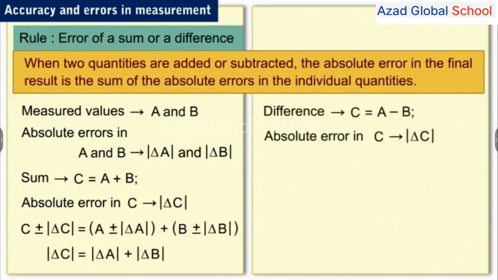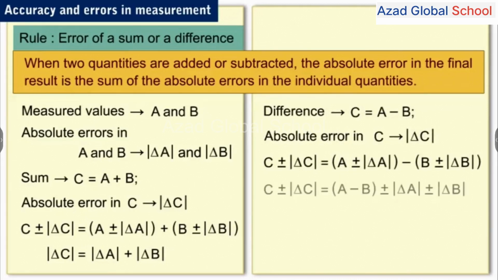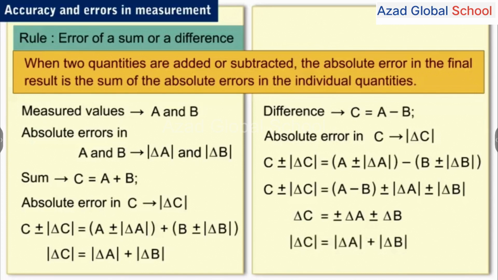For the difference C is equal to A minus B, we have C plus or minus delta C is equal to A plus or minus delta A minus B plus or minus delta B, which is equal to A minus B plus or minus delta A plus or minus delta B, or delta C is equal to plus or minus delta A plus or minus delta B. The maximum value of error delta C is again delta A plus delta B.